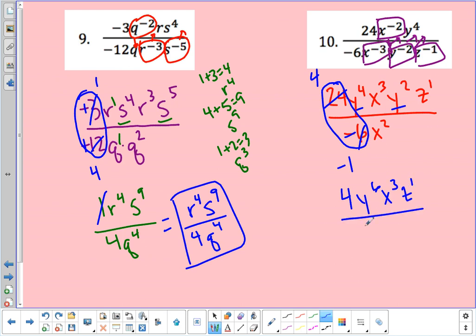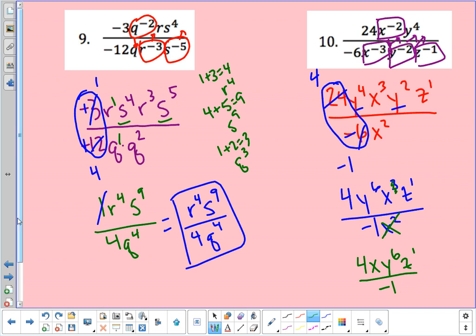On the bottom, I have that negative 1, x squared. I still can get rid of some x's because, again, you only want to see each variable one time. X to the third over x squared, 2 are going to go away, leaving me with 1. If I write them in alphabetical order, as we usually see them, it looks like this. X to the first, y to the sixth, and z to the first, all over negative 1.